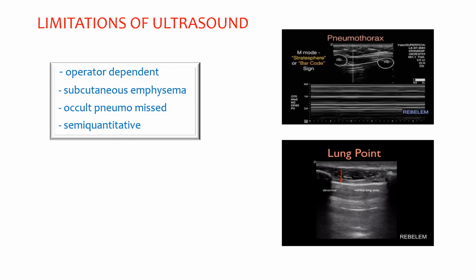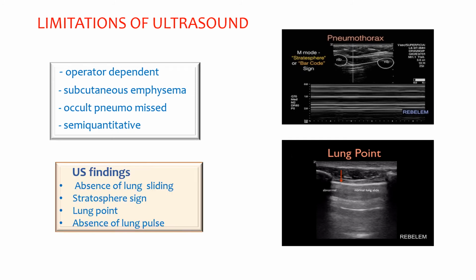Now, limitations of the ultrasound are that it is operator dependent. Subcutaneous emphysema, if it's there, then you won't get a good image. Occult pneumothoraces can be missed, and it is semi-quantitative. But the greatest advantage of ultrasound is that if the patient cannot be shifted for a CT, you can do it immediately at the bedside. So it has great advantages, and apart from the small pneumothoraces, it actually picks up most of the pneumothoraces.